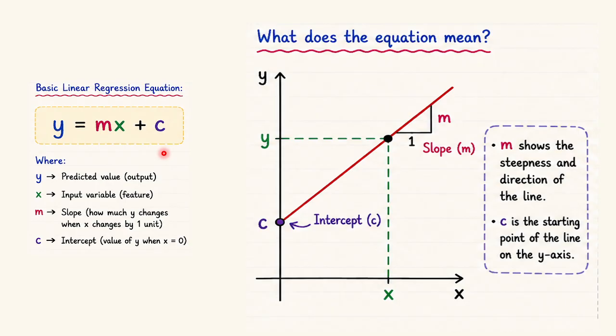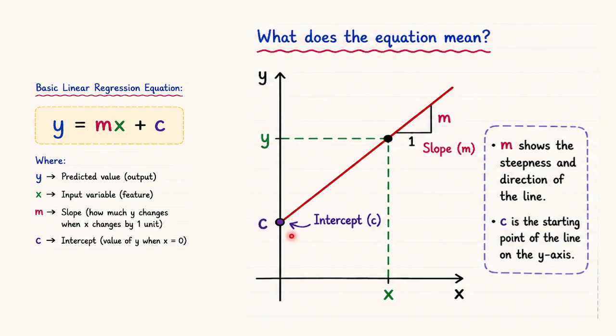Now let's understand this equation using this graph. Here we have an x versus y graph. The x-axis represents x and the y-axis represents y. The point where the regression line crosses the y-axis is our intercept, intercept c. This is the intersection, and this is called the intercept.